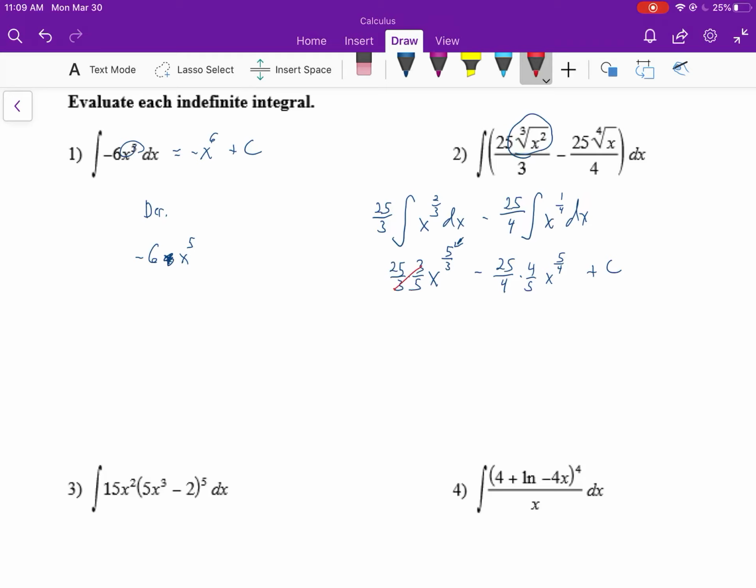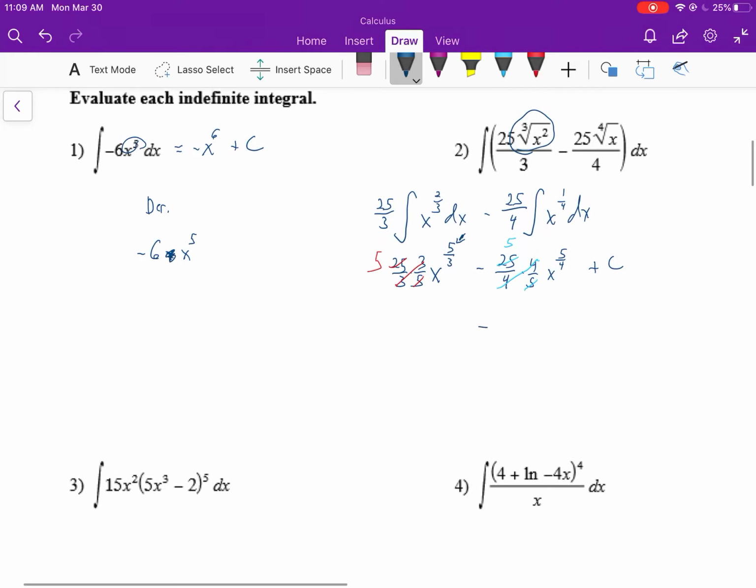So the 3's cancel, this reduces to 5. And then here, the 4's cancel. This reduces to 5. And our answer is 5x to the 5/3 minus 5x to the 5/4 plus c. And there's our answer for that one.